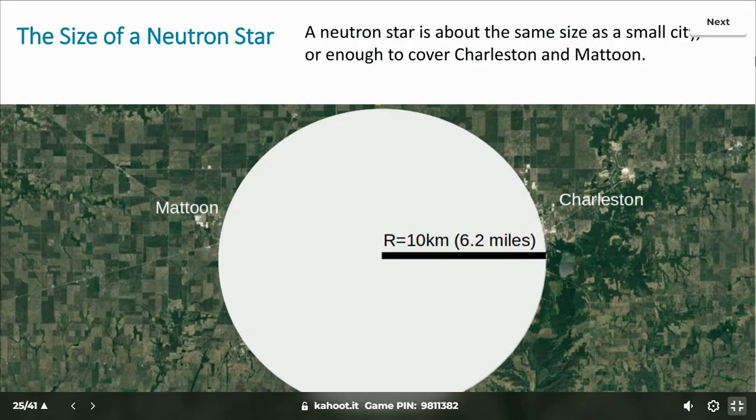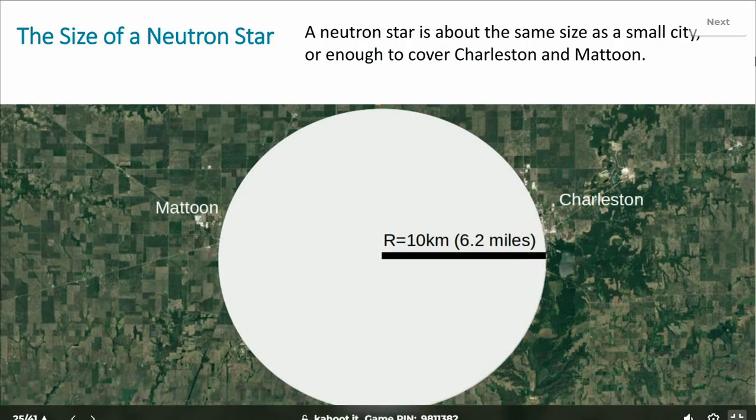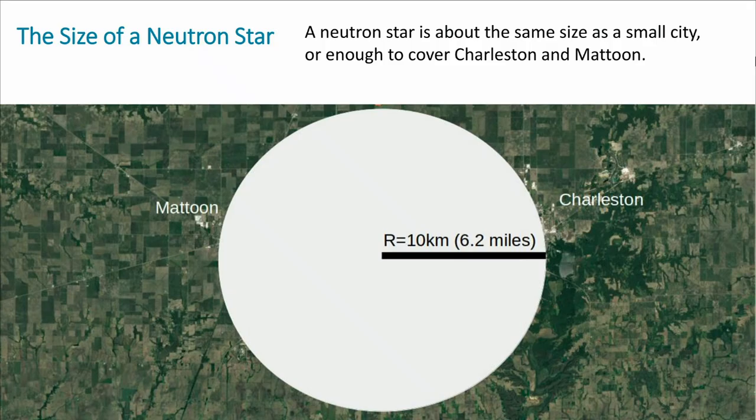So we had the size comparison for a white dwarf. For a neutron star, it's even more compact. This is a map of our area, and the neutron star is about the size of a city. The radius of a neutron star is about the size of a small city. So you're compacting as much as, let's say, one solar mass into the size of a city. It's a very, very dense object.